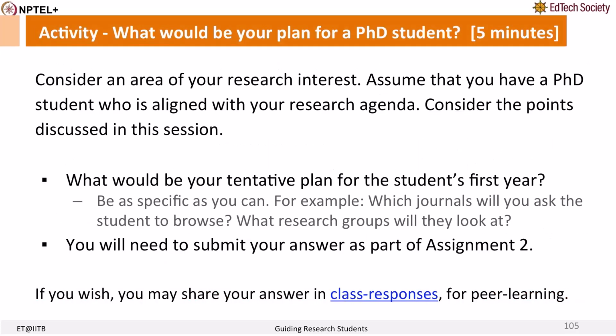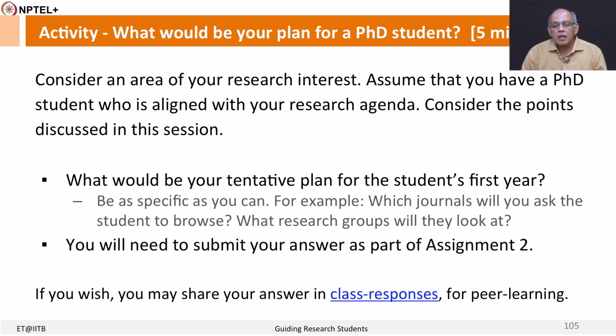So now here is a slightly longer activity. This is to come up with your own plan for a PhD student. As you know, these longer activities are what will constitute the assignment. Today's assignment has 3 such activities which you can get started on right away. This activity is to think about your own area of research interest and assume that you have a PhD student who is aligned with your research agenda.